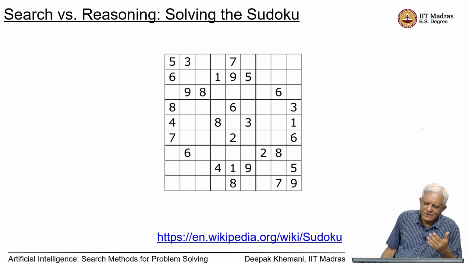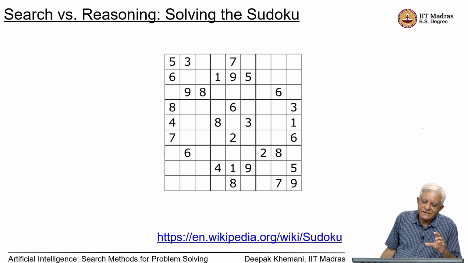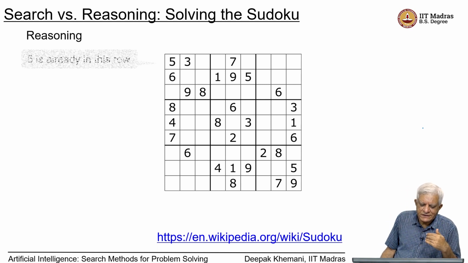Now, search of course would be a simple approach. Just try out all combinations of, if I put 1 here, if I put 2 here, and so on, will it work? But most of us try to do some kind of reasoning. So, this kind of reasoning is different from solving problems using memory. This is trying to do some kind of making inferences about certain things.